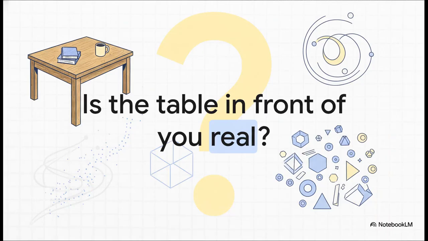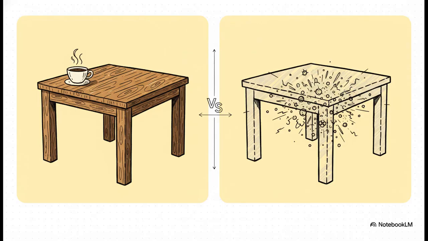Seriously, look at the table in front of you right now. Or your desk, whatever your laptop is sitting on. It's real, right? I mean, of course it is. You can touch it. But what if I told you that according to physics, there's a totally different table right there in the exact same spot? This is what the physicist Arthur Eddington famously called the tale of two tables.